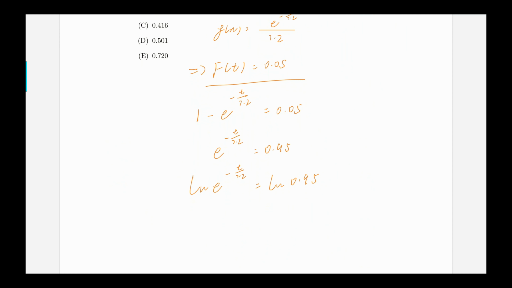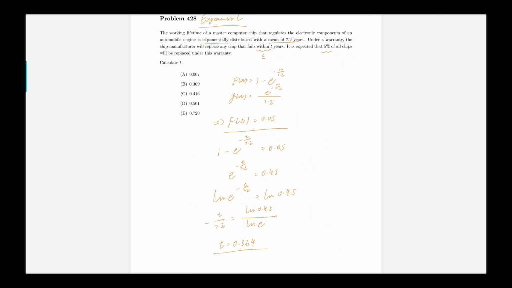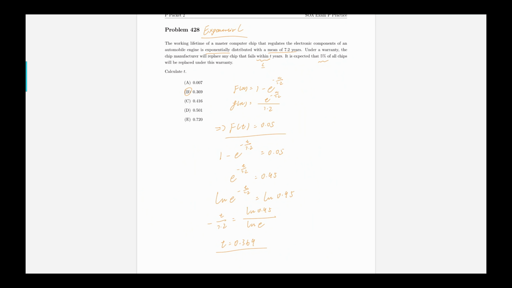And by the properties of logs, I can bring the exponents in front. So negative t over 7.2 will equal log 0.95 over log e. And by the way, log e is just 1. So we can use a calculator for all the tedious stuff, and I'll get t equals 0.369 as the answer. Okay, so that's the problem for 28.